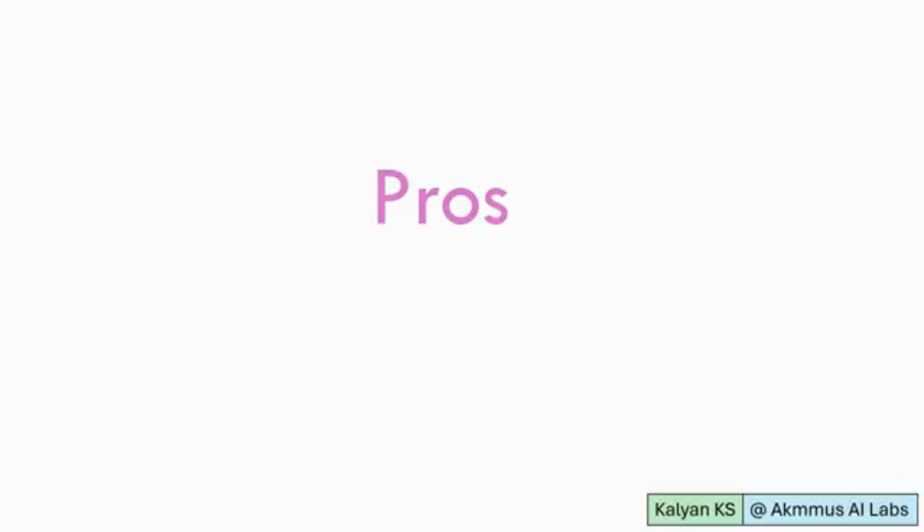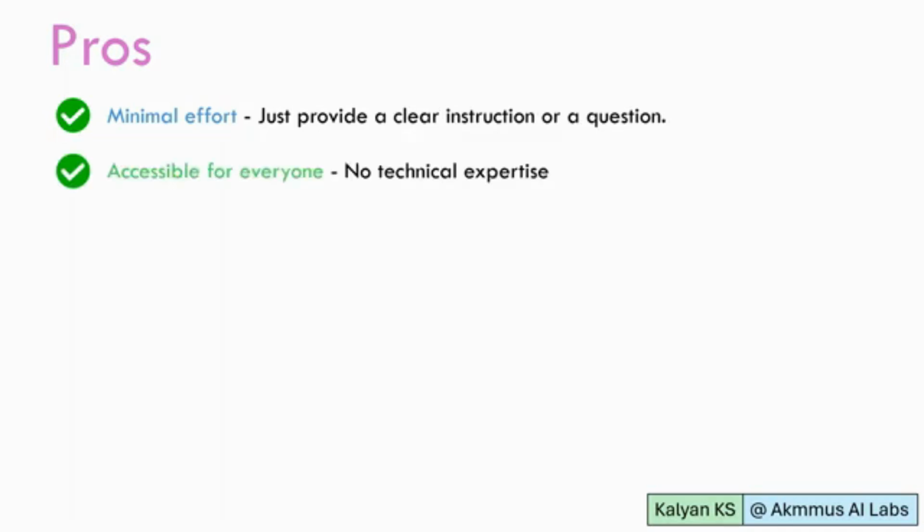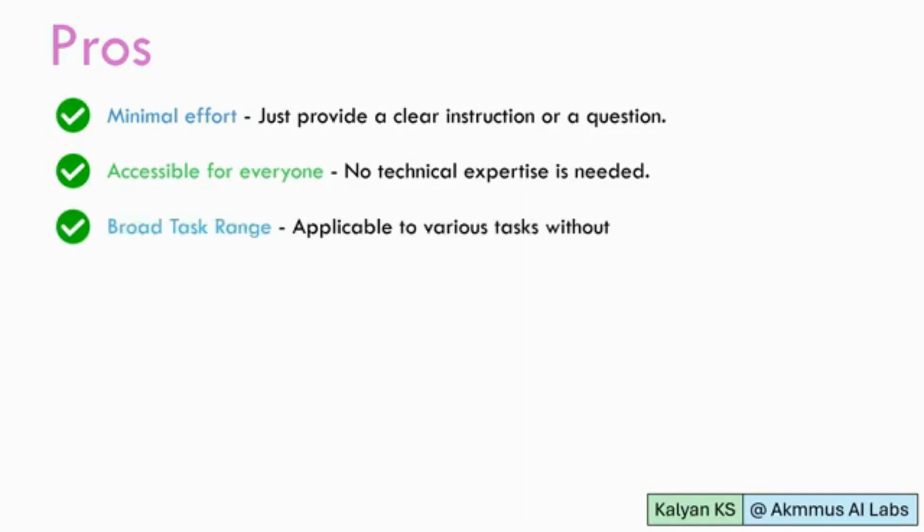Now, let us see the pros of zero-shot prompting technique. The first advantage is minimal effort, that is, just provide a clear instruction or a question without any examples. The second advantage is accessible for everyone, that is, no technical expertise is needed, as it is not necessary to provide examples in the prompt. The third advantage is broad task range, that is, applicable to various tasks without significant modifications, offering versatility.